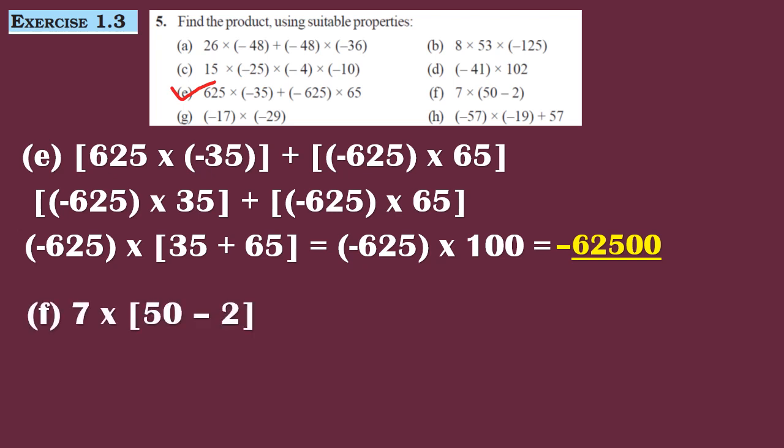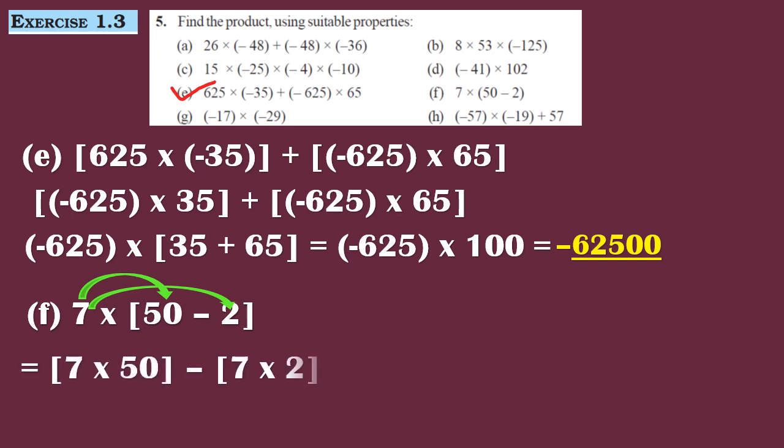Next one, 7 into 50 minus 2. So A into B minus C equal to A into B minus A into C. So 7 into 50 minus 7 into 2. That means 350 minus 14. So 336.